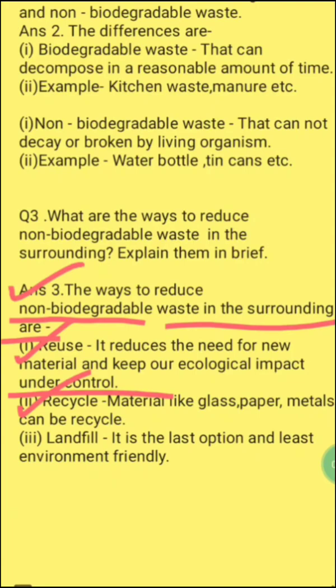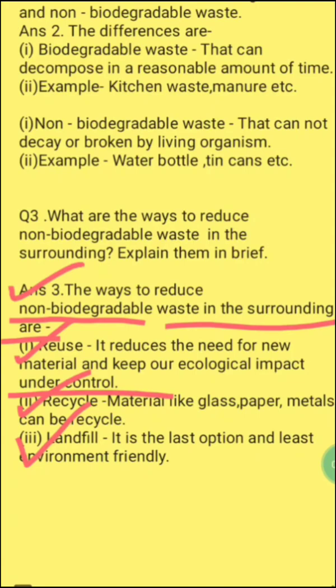Next, students, the third method is the landfill. It is the last option and least environment friendly, because in a landfill the non-biodegradable waste cannot be decomposed into a simpler form by microorganisms. But later, when this area gets completely filled with non-biodegradable trash, it will be converted into parks.